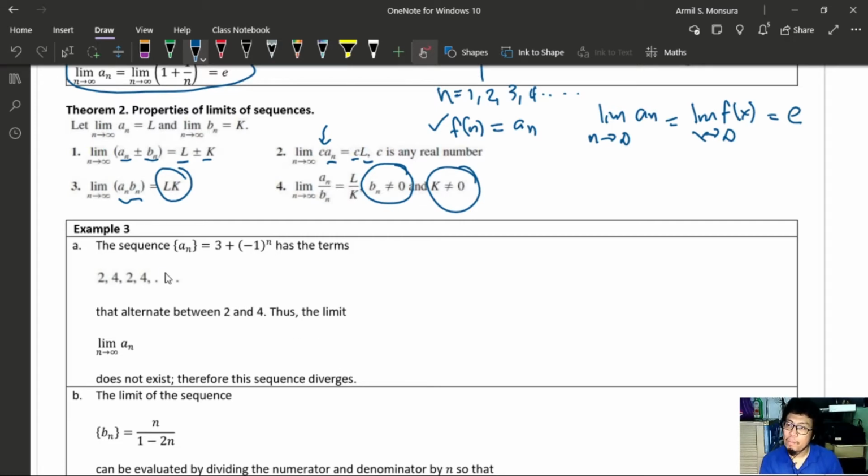Here, since the sequence is 2 4 2 4, alternating between 2 and 4, it would be obvious that your a sub n would not approach a certain number. It would not get close to a certain number L. So we could say that the limit of this does not exist, and that your sequence diverges.